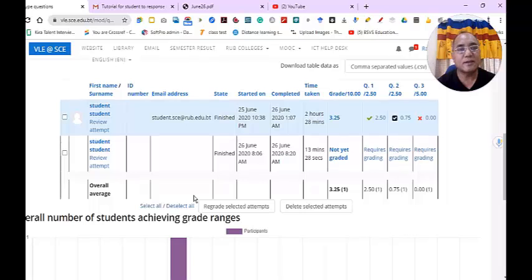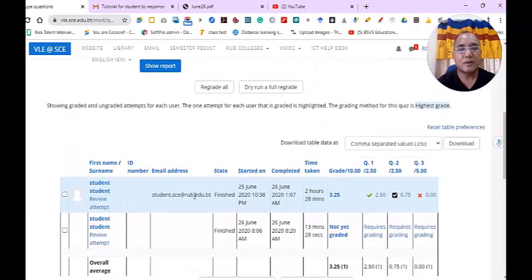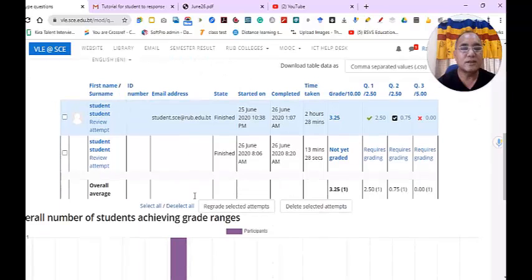With this, I think it will help you to monitor and assess the students' marks and keep records. I hope this will help you. Thank you so much.